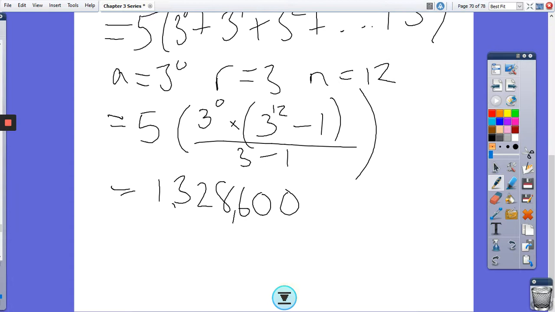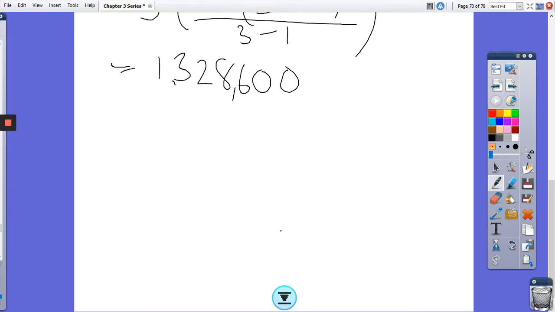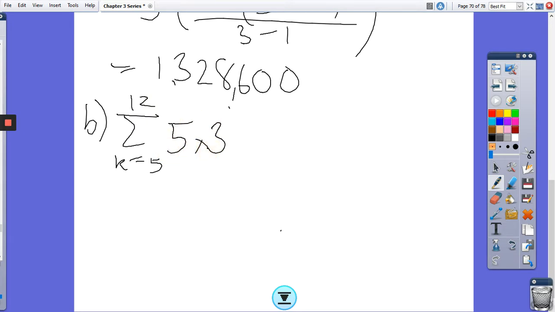What we want to have a go at now is part B. In part B, we want to add up the same series, but this time going between 5 and 12. And the way that we are going to do this is that we're going to say going between 5 and 12, well, that's like doing between 1 and 12, but then taking away 1 to 4.